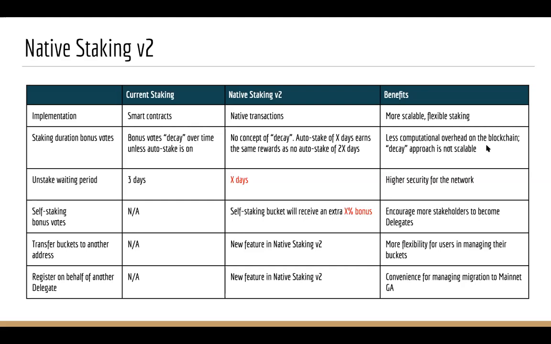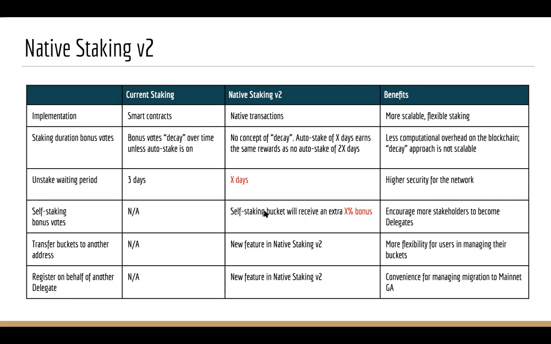Some other things we've been thinking about are this unstake waiting period. This is ultimately going to be a parameter, right? Again, not permanent, and it can be adjusted based on reactions from the community. Ultimately the benefit is higher security for the network. The downside is less flexibility for voters. So that's something we have to consider.